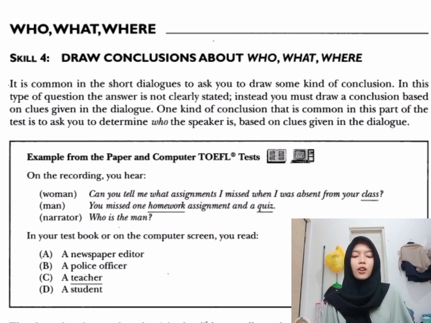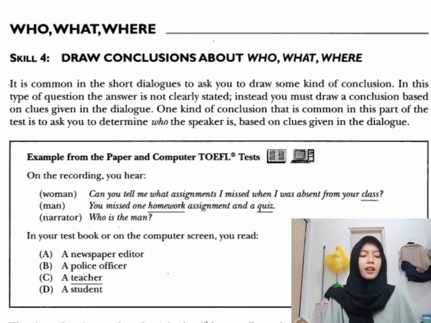Okay, here you go. On the recording you hear a woman and a man. The woman asks the man, "Can you tell me what assignments I missed when I was absent from your class?" Probably this is in the class or maybe in the teacher's office. The man says, "You missed one homework assignment and a quiz." The narrator asks, "Who is the man?" So this is about who the person is, who is the man, or maybe what is the man's job.